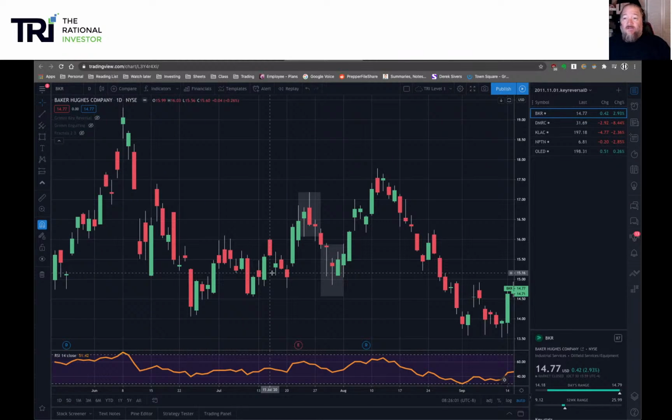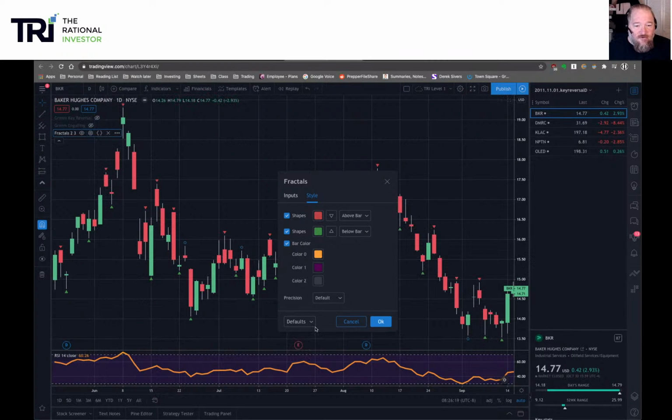Now, I don't have a script for this. I just do this visually. Let me throw a fractal indicator on here. This is a custom indicator that I think Joshua put together that will show you fractals out of the box. Here's what it'll do. It'll color your candles out of the box.